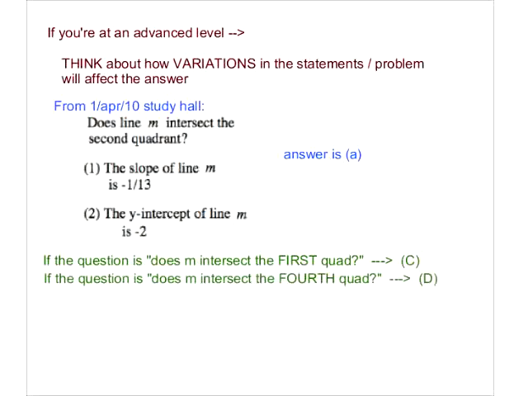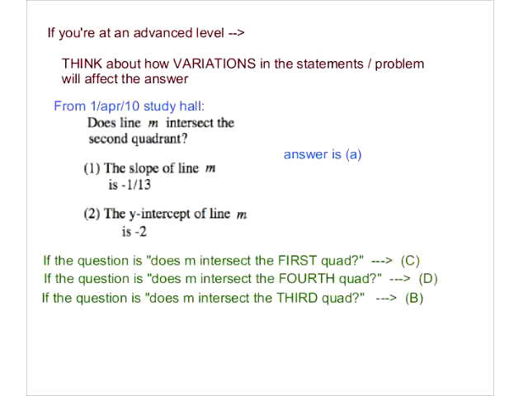And if the question is, sorry, this is last year's study hall, 2010. It's an old study hall problem. If the question is, does M intersect the third quadrant, then the answer is B. So we don't have time to go over these variations today. You've got to figure it out on your own.